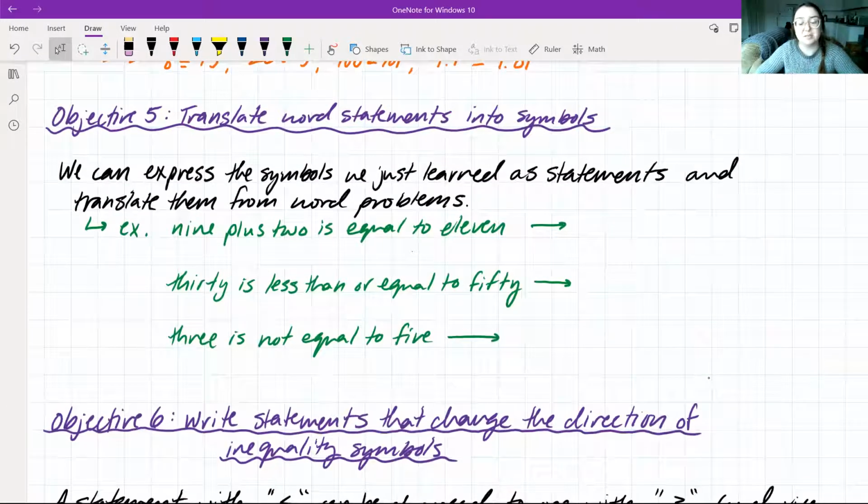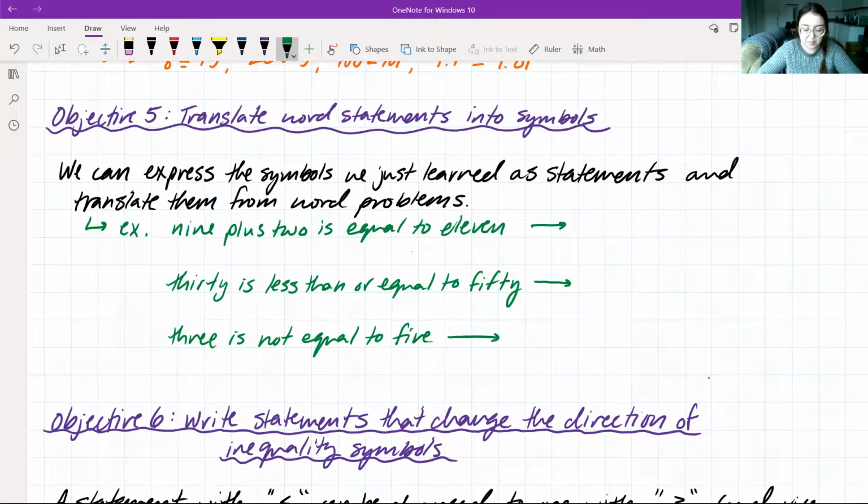All right, objective 5. We want to translate word statements into symbols. We can express the symbols we just learned as statements and translate them from word problems. Being able to translate them becomes really helpful in working with word problems that are inevitably going to come up on your homework and potentially even midterms. So we want to be able to translate these statements and write them as mathematical expressions.